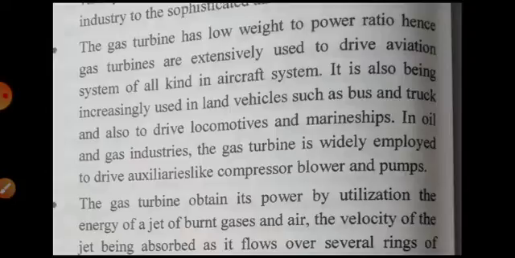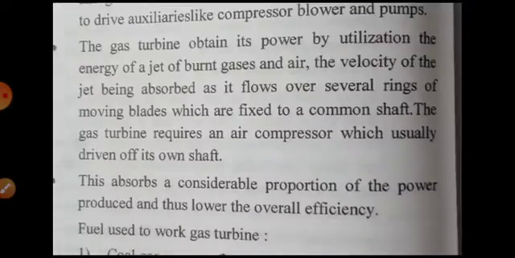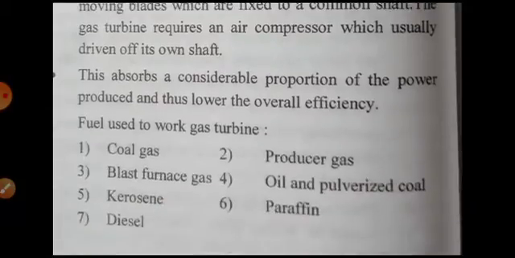blowers and pumps. The gas turbine obtains its power by utilization of the energy of a jet of burned gases and air. The velocity of the jet is absorbed as it flows over several rings of moving blades which are fixed to the common shaft. The gas turbine requires an air compressor which is usually driven off its own shaft. This absorbs a considerable proportion of the power produced and thus lowers the overall efficiency.